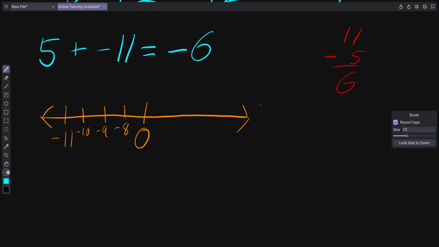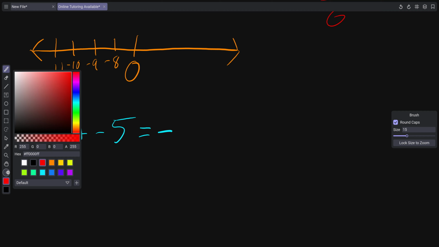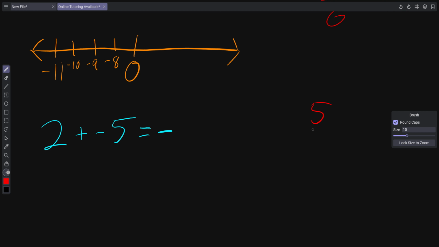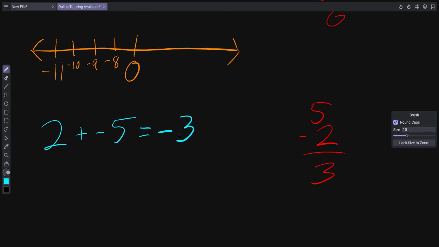I'll give you one more example. Let's say we had something like 2 plus negative 5. We can see that 5 is greater than 2. It has a negative sign there, so we'll just put a negative here. And we just do on the side, we do like 5 minus 2. That is going to give us positive 3. But actually, negative 3 will be our final answer because we were counting up from negative 5. So negative 3 is our final answer.